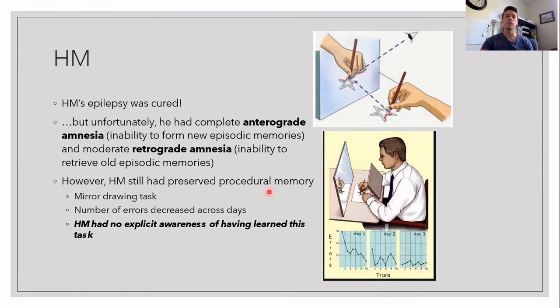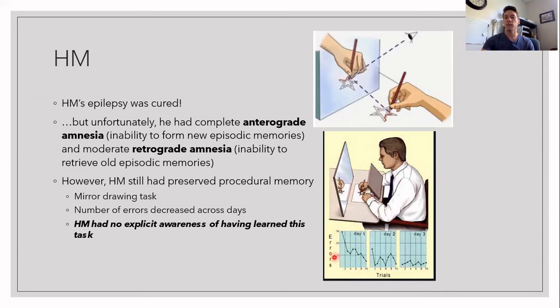However, he still had preserved procedural memory, so memory for procedures. And one way this was evidenced was with what's called a mirror drawing task. And this is actually quite a complex task. The basic illustration of the task is shown in these two figures. So here's a shape that is projected via a mirror, and this is meant to fill in for H.M. There's this divider here where he can't actually see what he's doing. He has to look through the mirror to monitor. Here's the shape he has to draw. In this case, it's a star. And he has to try to get this shape correct.